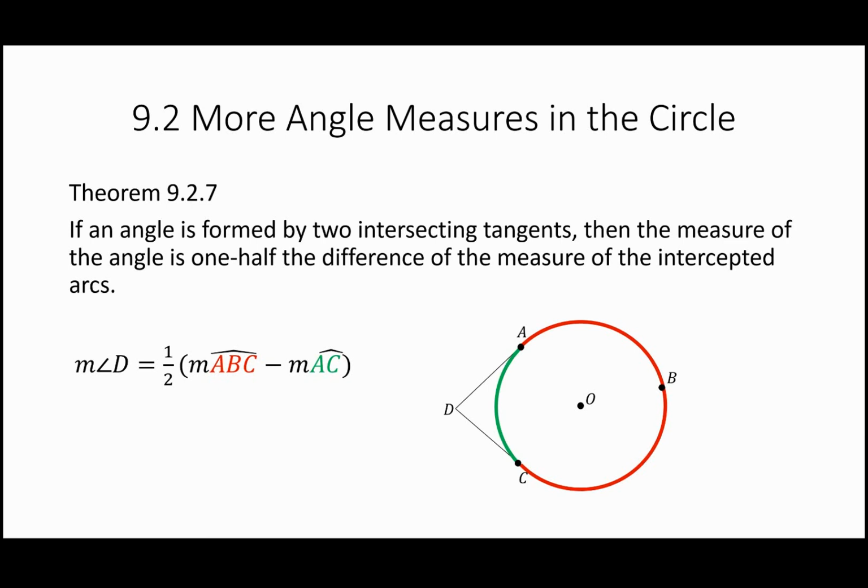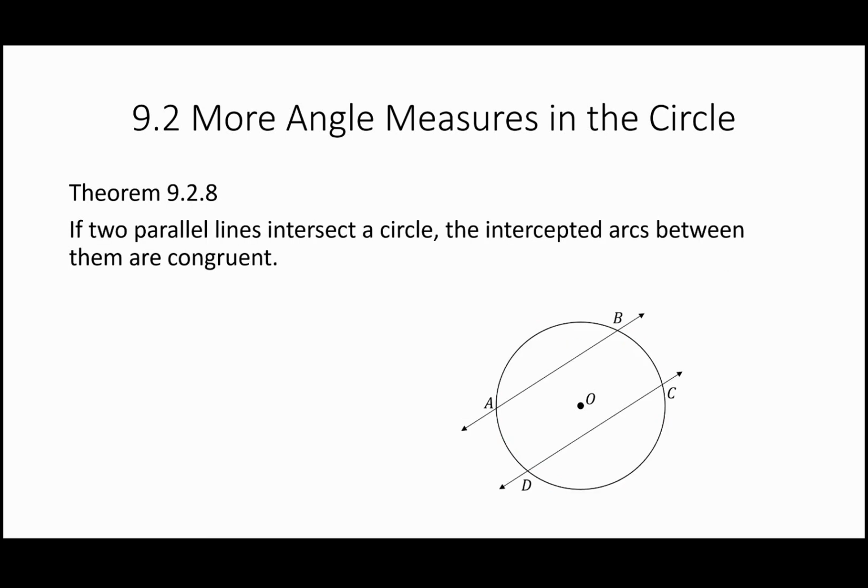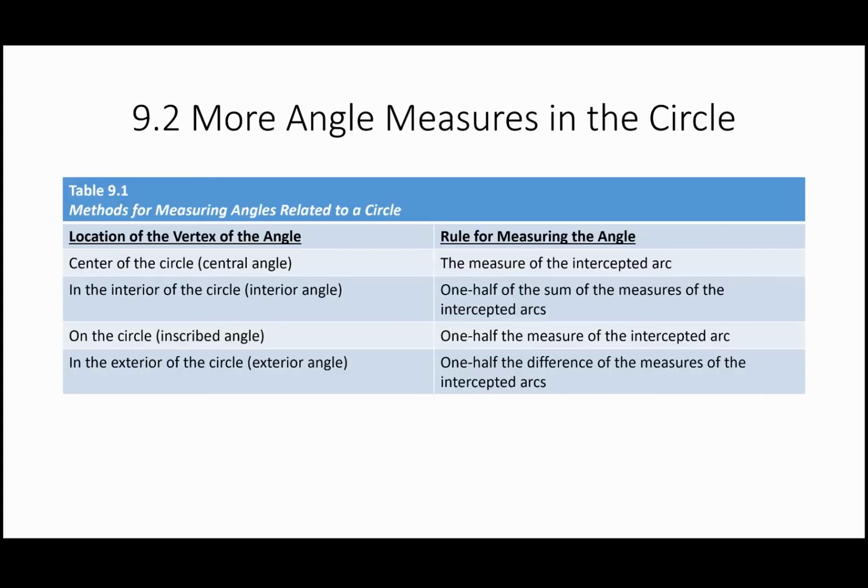9.2.7. Okay, so here we have an even incredibly different scenario here. If we have two parallel lines intersect a circle, the intercepted arcs between them are congruent. So let's assume that lines AB and CD in this particular figure, that they're intersecting with circle O, and they're parallel to each other. So that means that the measures of the intercepted arcs are equal to each other and therefore congruent.